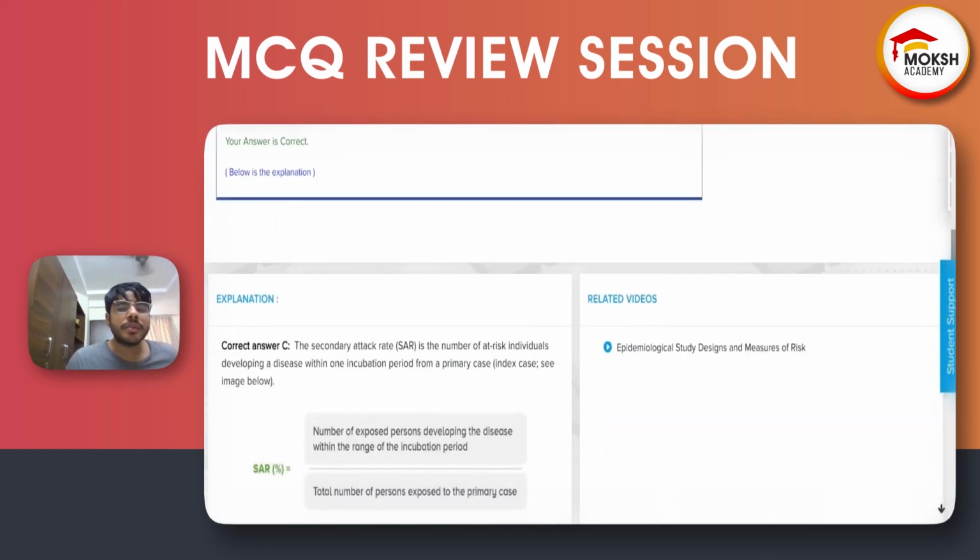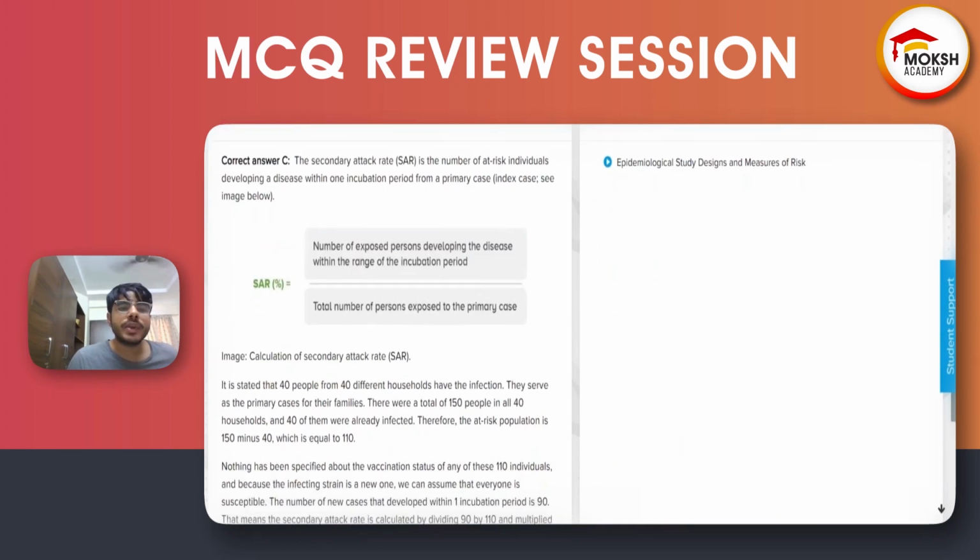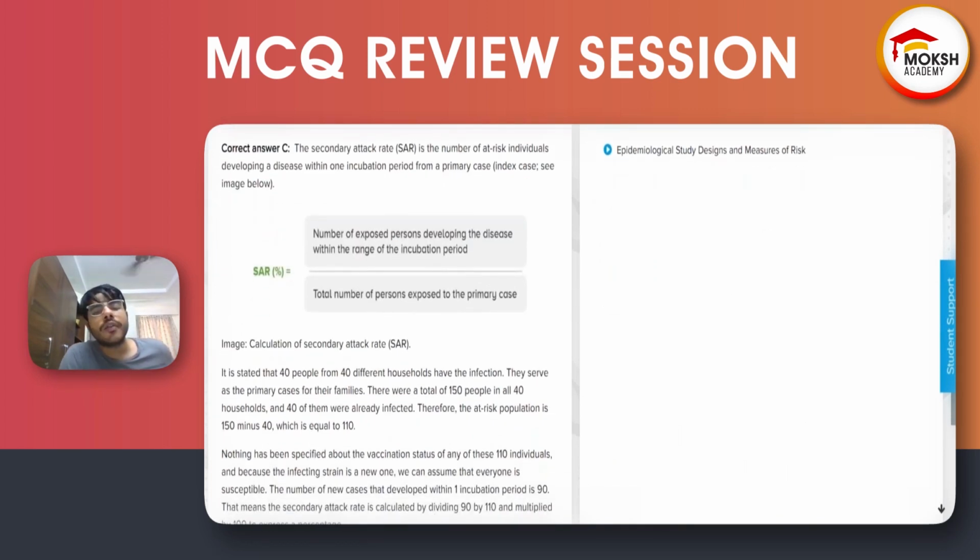The secondary attack rate is the number of at-risk individuals developing a disease within one incubation period from a primary case. That is, the number of exposed persons developing the disease within the range of the incubation period upon the total number of persons exposed to the primary case. It is stated that 40 people from 40 different households have the infection. They serve as the primary cases for the families. There are a total of 150 people in all those 40 households, and 40 of them are already infected. Therefore, the at-risk population is 150 minus 40, which equals 110.